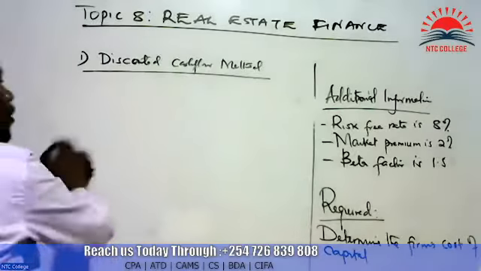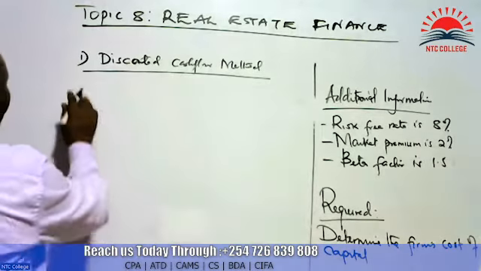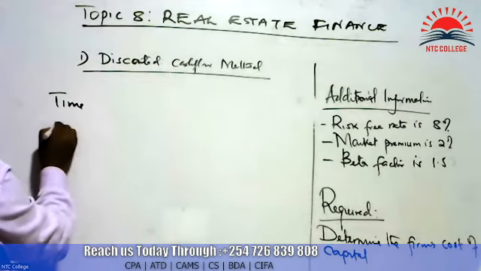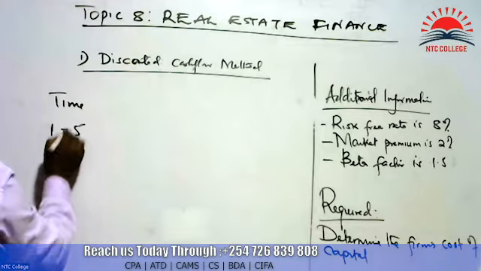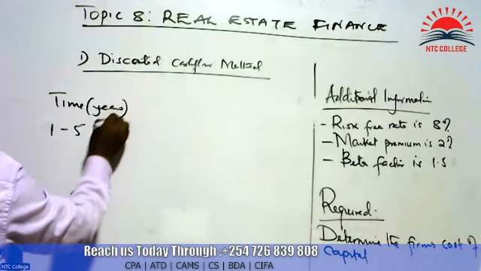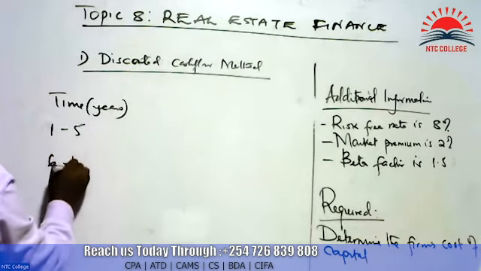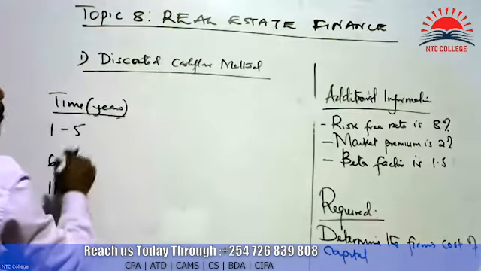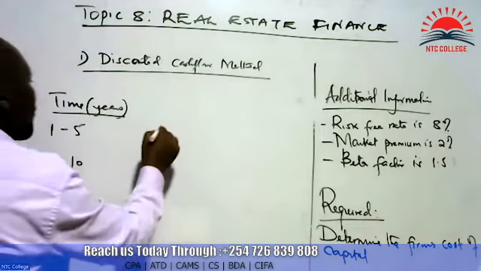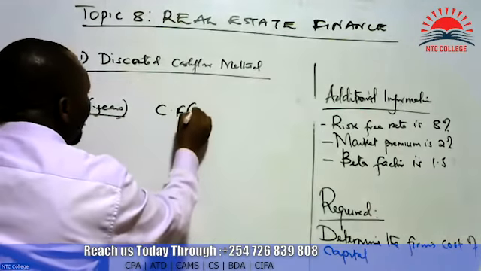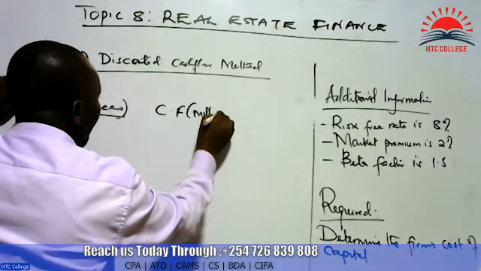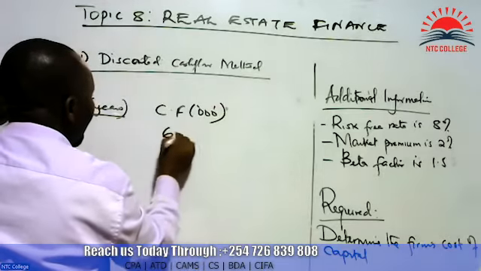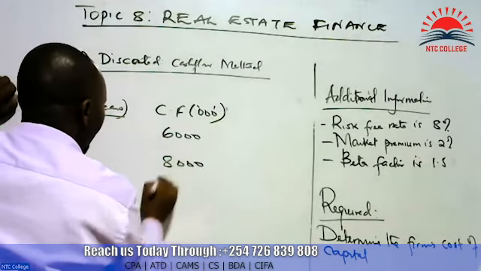Now, after this, we will look at discounting. Now, we are having time, and then we have 1 to 5. Those are in years, right? They're in years. 1 to 5, we have 6 to 10, we have 11 to 14. So those intervals are where you can increase the cash flow. So that means your first cash flow, let me just say they're in thousands. So here we have 6,000, we have 8,000, you have 10,000.